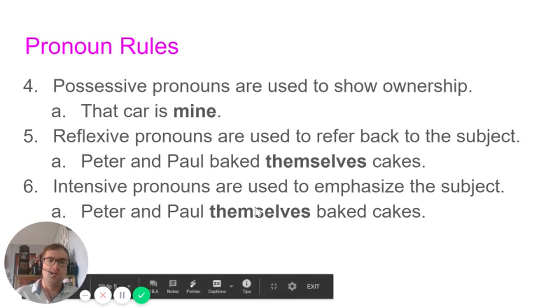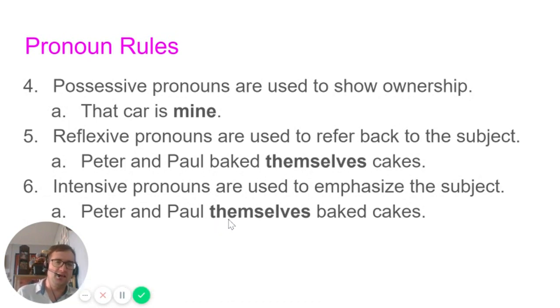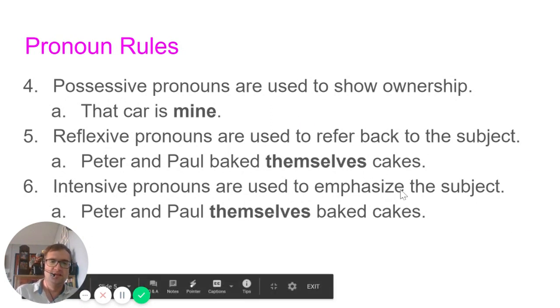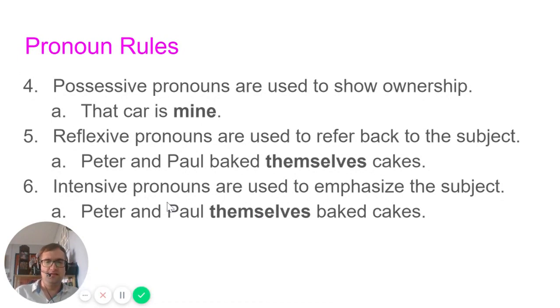Here, Peter and Paul themselves, they did it on their own. They baked the cake. For who? We don't know. Well, it's not easy to see from the sentence there. They may have baked it for themselves, or they may have baked it for their family. We could say, Peter and Paul themselves baked cakes for their sister's birthday. That makes it a bit clearer. In this way, themselves is not acting as an object. They didn't bake it for themselves, but they themselves did it.